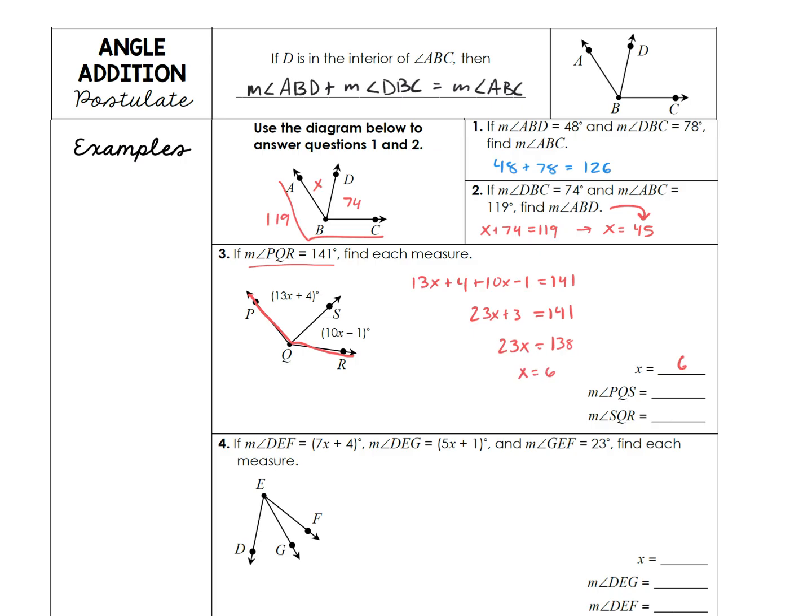Now I know sometimes you can do these steps in your head, but please remember to show me your plug-in steps. This is geometry. Part of the subject is making sure you can always prove where you got stuff. And that means showing your work. So the measure of angle PQS is going to be 82, and the measure of angle SQR is 59.